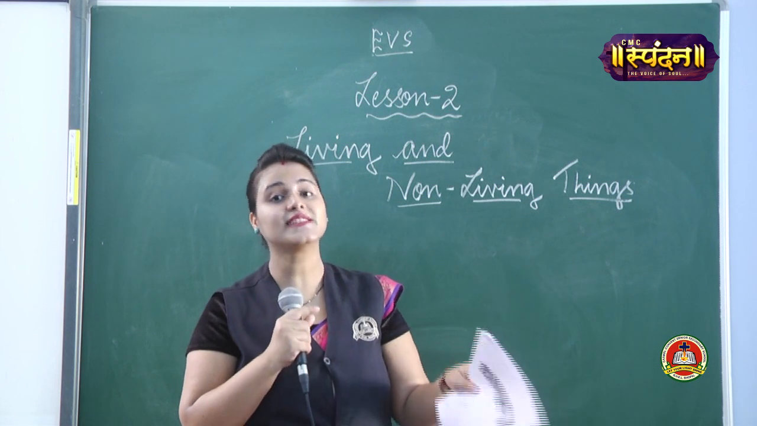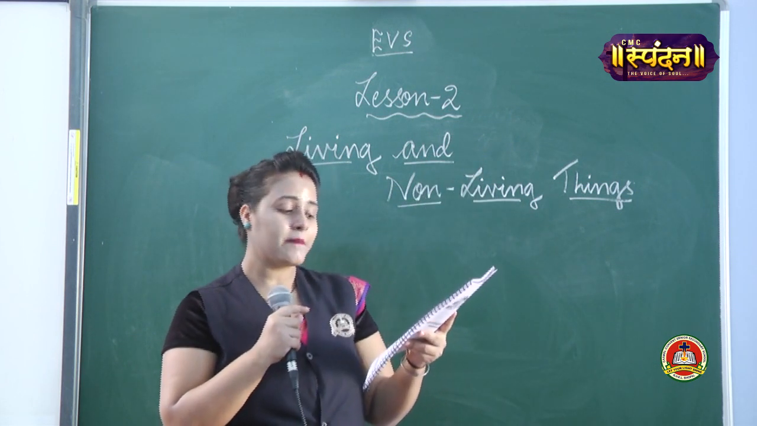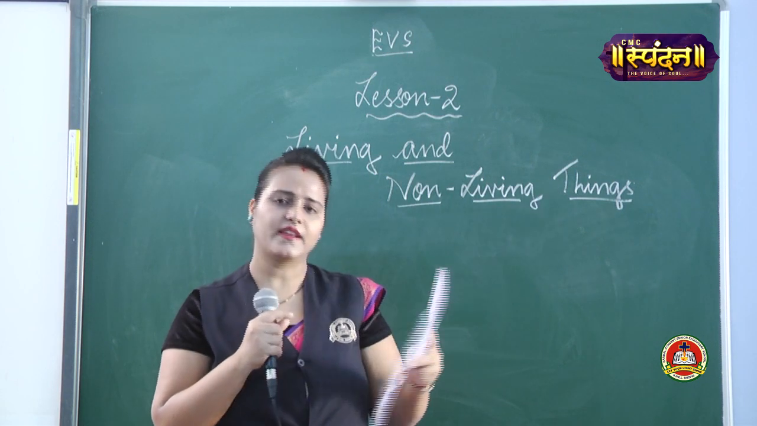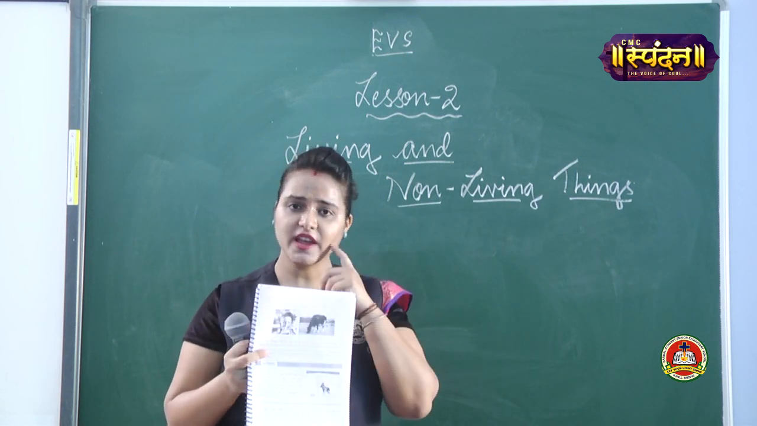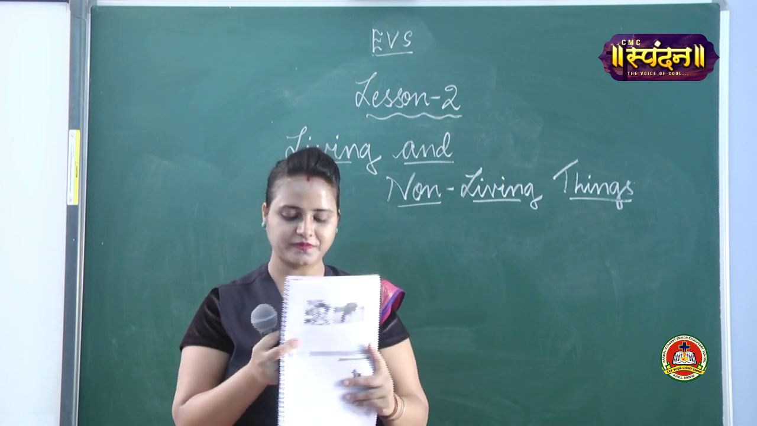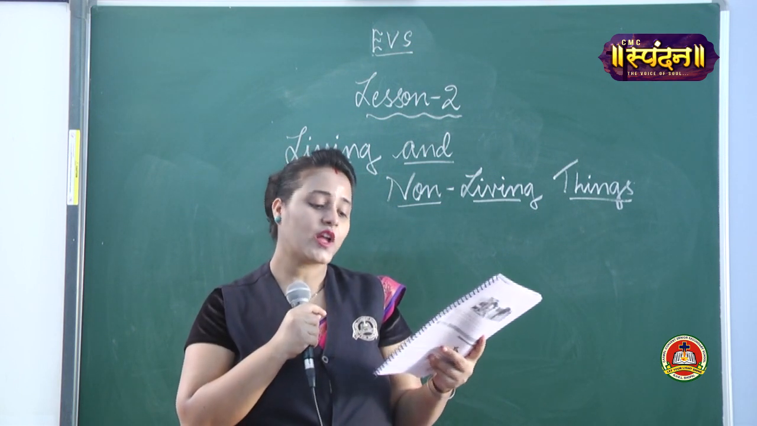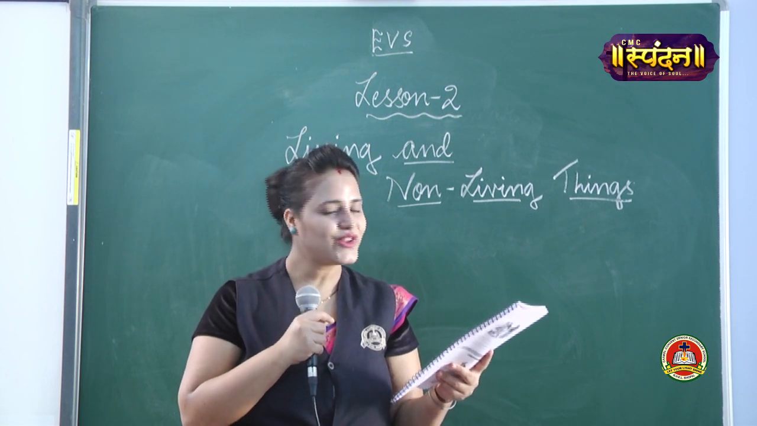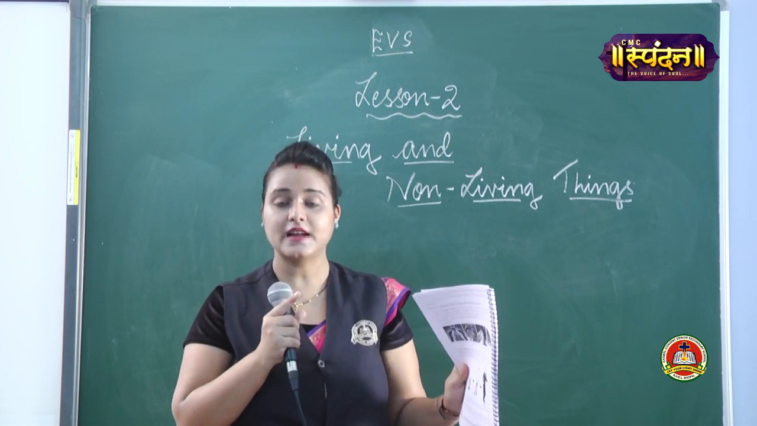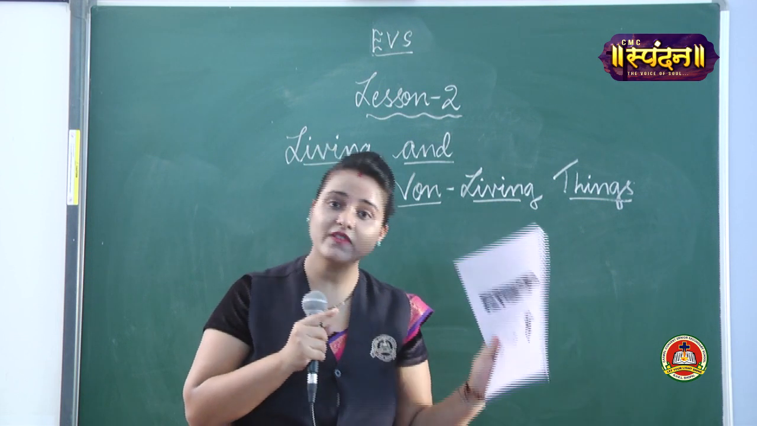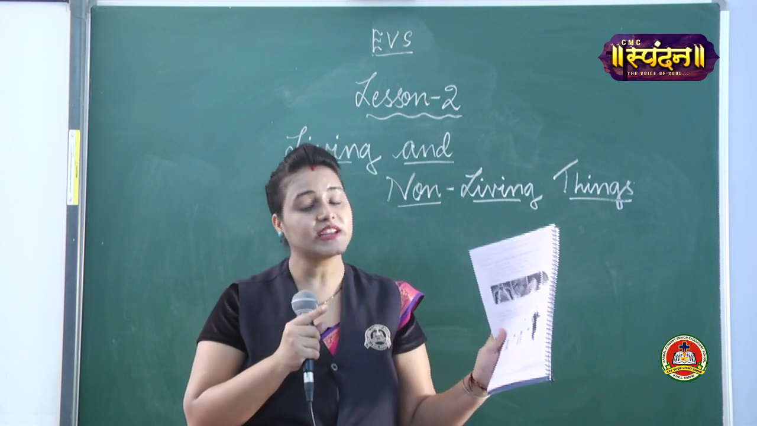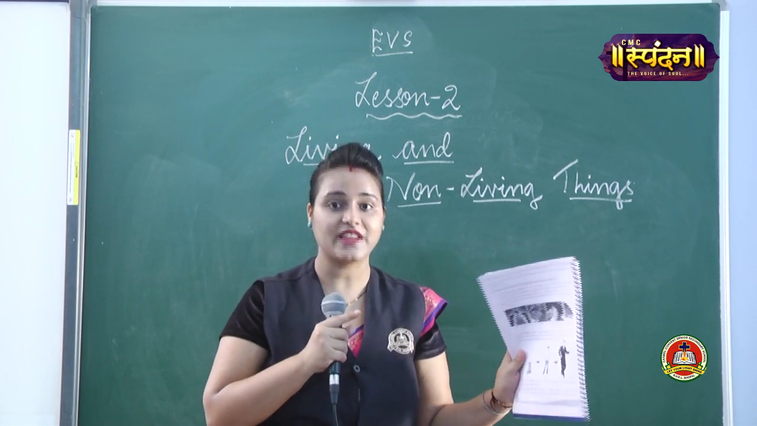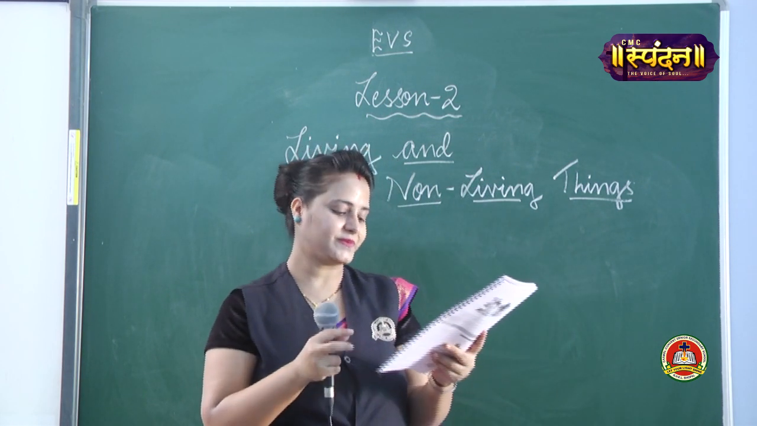So living things grow. But a small chair cannot grow into a big chair. Can your small chair grow into a big chair? Tell me. No. Okay. Can your stool grow into a table, or a hut into a house? No. All these things are made by man. So whatever man has made, those things will remain the same. They will not change. They will not grow.